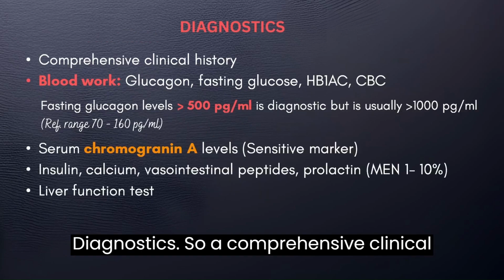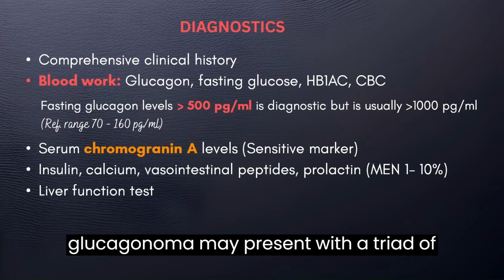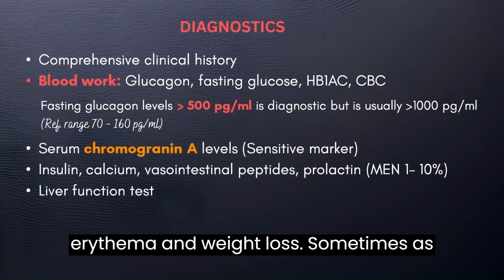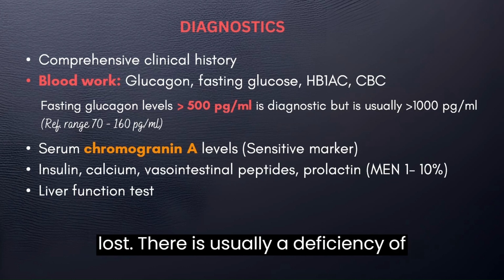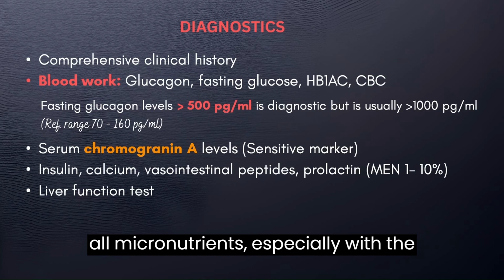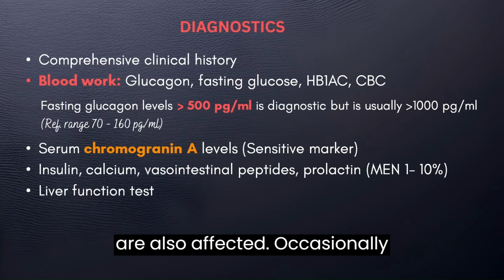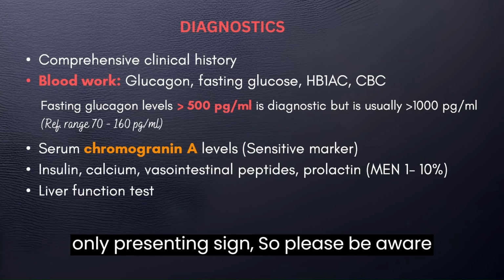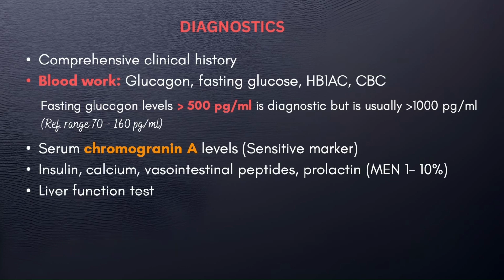Diagnostics. So a comprehensive clinical history is necessary. Usually, glucagonoma may present with a triad of diabetes mellitus, necrolytic migratory erythema, and weight loss. Sometimes as much as 5 to 15 kg may be lost. There is usually a deficiency of all macronutrients, especially the proteins. The carbohydrates and fats are also affected. Occasionally, necrolytic migratory erythema may be the only presenting sign, so please be aware and take this skin rash as a serious one.